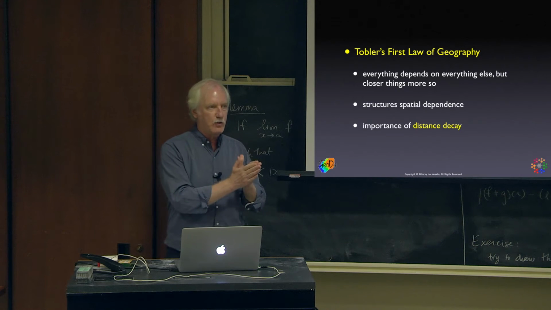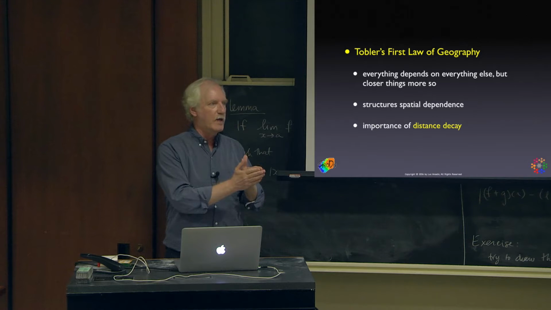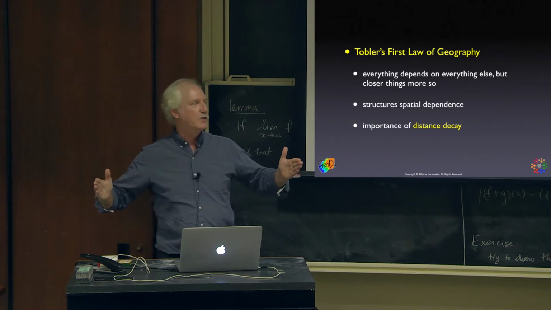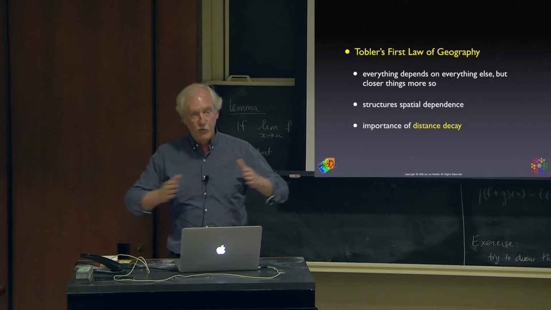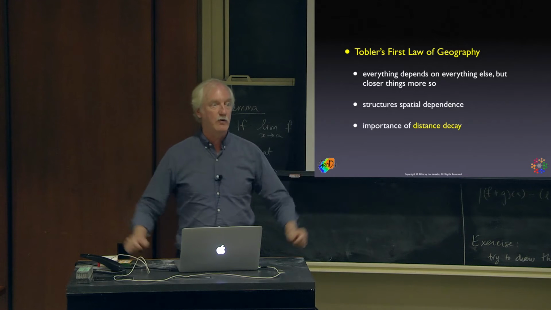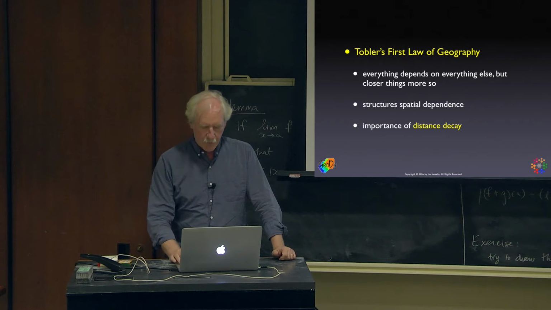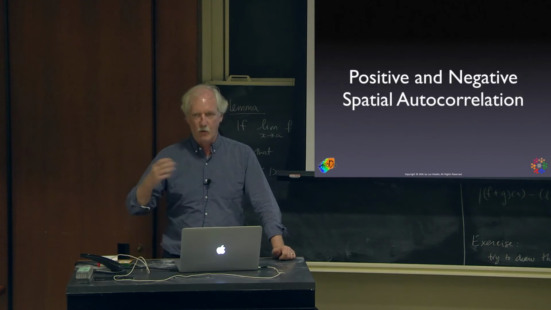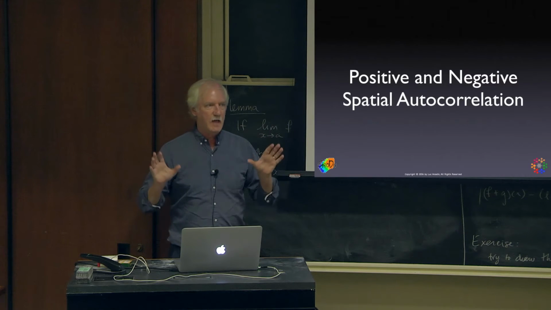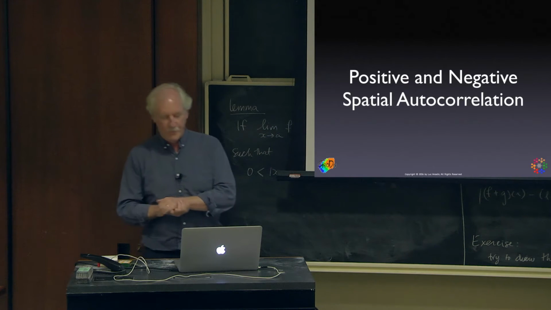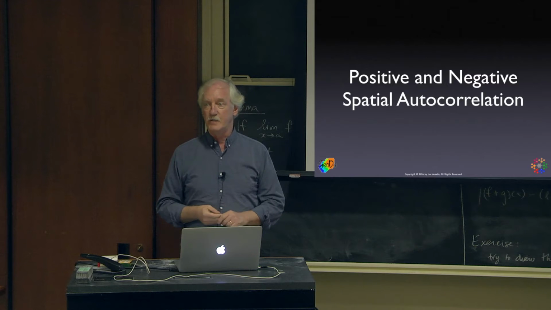So closer locations are more correlated. Further apart locations are less correlated. If you move far enough, they're not correlated, right? So the importance of distance decay, we'll see that over and over again. So this is the setup. This is the null hypothesis, if you wish.